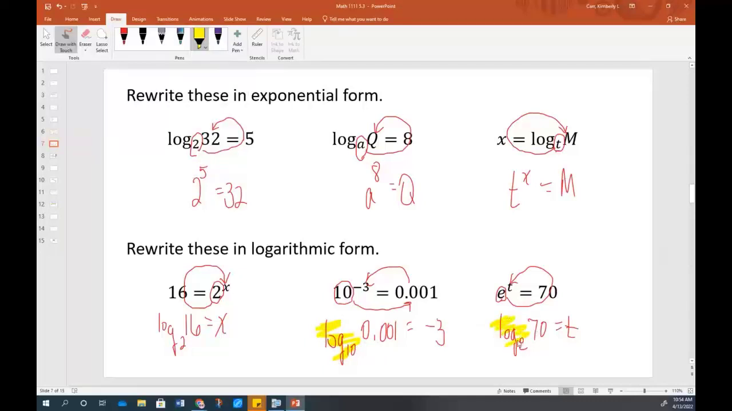But no, really, even though I wrote log base E and log base 10, nobody ever really writes those. 10 is like our understood number. If you don't see a number there, it's going to be 10. And E, actually, log base E gets called something else. So let's look at our next slide, because those two are special.